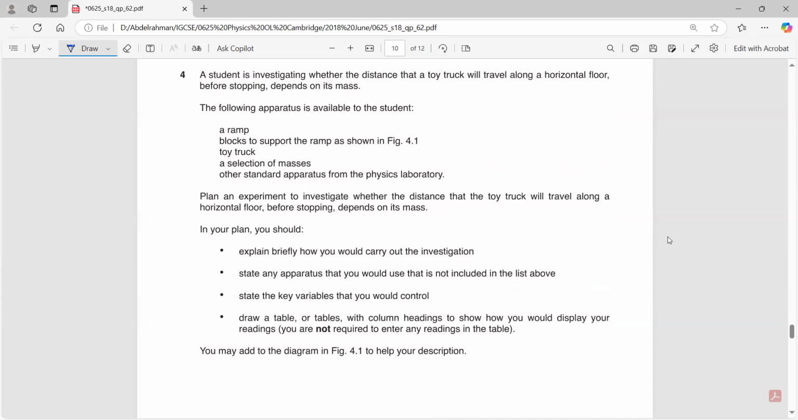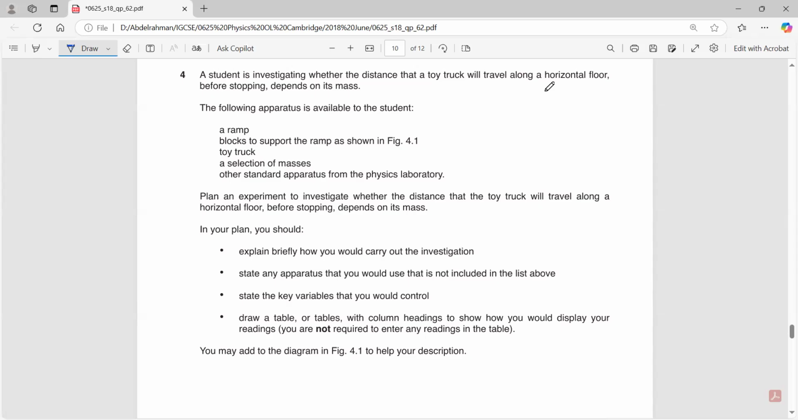A student is planning an experiment to investigate whether the distance that a toy truck will travel along a horizontal floor before stopping depends on its mass. From this sentence, we understand that we need to change the mass of this toy truck. The following apparatus is available: a ramp, blocks to support the ramp, a toy truck, a selection of masses, and other standard apparatus from the physics lab.